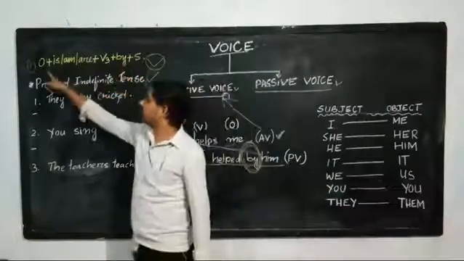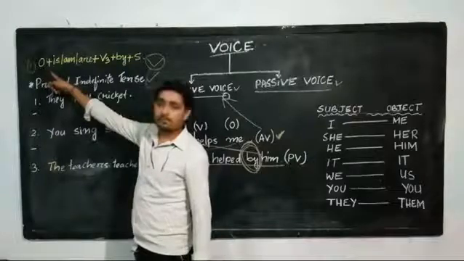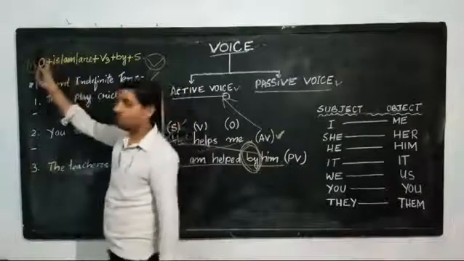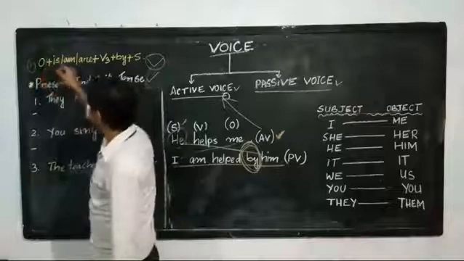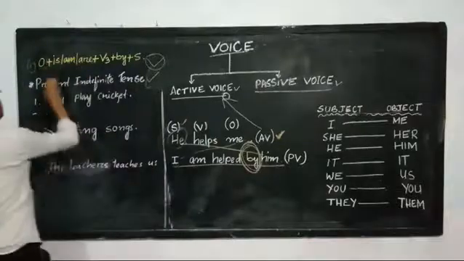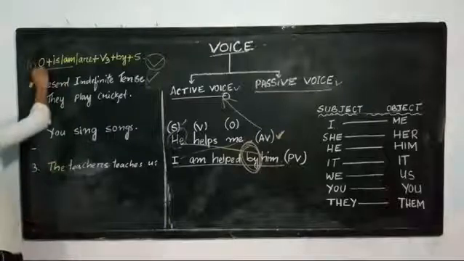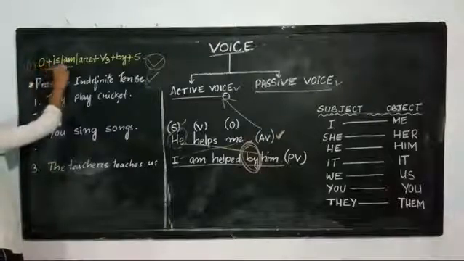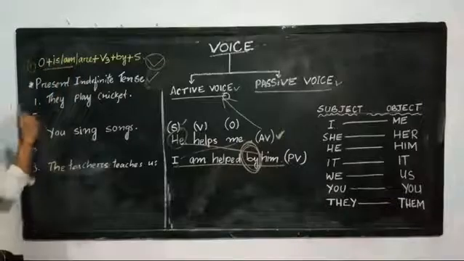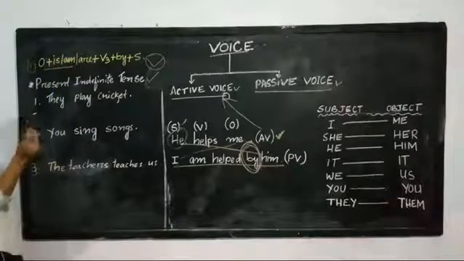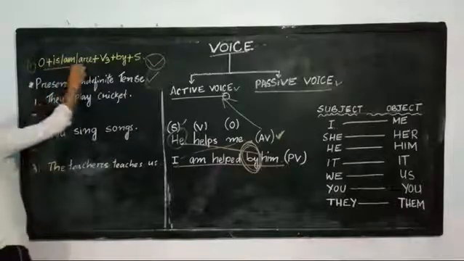First we will write the object. What I said, the subject will become the object. Then, according to the subject, we will write the helping verb. If the subject is singular, then we will write is, am. If the subject is plural, then we will write are.